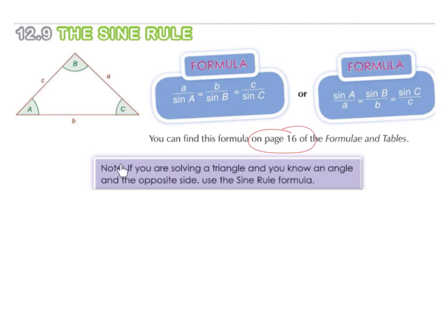Now, very, very important to note: if you're solving a triangle and you know an angle and the opposite side, use the sine rule formula. So if we know the angle and we know the opposite side, for example, if we knew what this angle was and this side length was, we'd use the sine rule formula. We need to learn this off by heart.